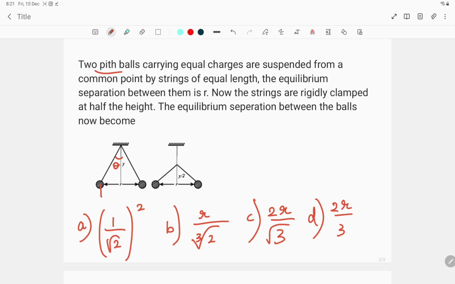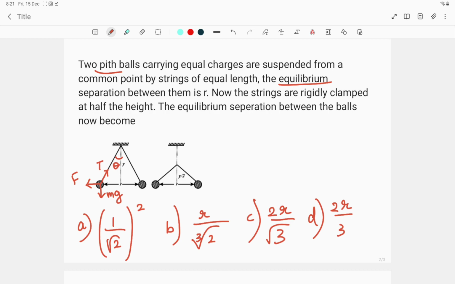So there are two forces acting on this. One is mg, which is pulling it downwards, and the other one is the force due to the repulsion, that is F. And this is tied to the rigid support by a tension in the string, T. So these three forces together are in equilibrium, which means all the forces must sum up to 0. So we can split these forces into x-axis and y-axis, and then carry on with the solution.